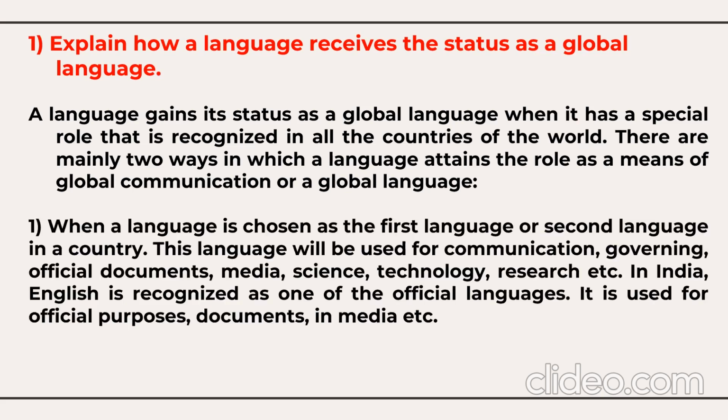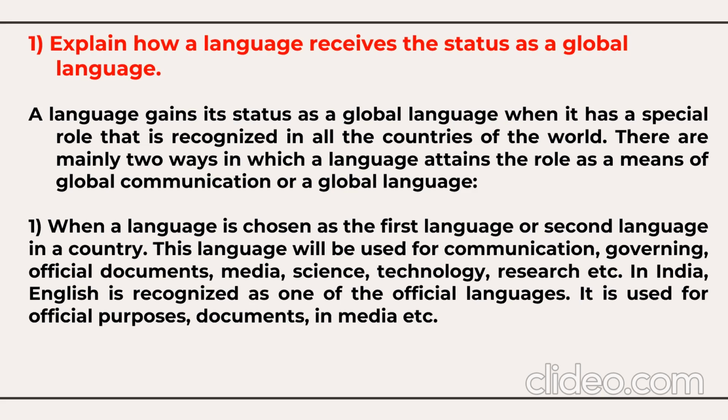Number one, when a language is chosen as the first language or second language in a country. This is the first reason a language can become a global language. This language will be used for communication, governing official documents, media, science, technology, research, etc. In India, English is recognized as one of the official languages. It is used for official purposes, documents, in media, etc.